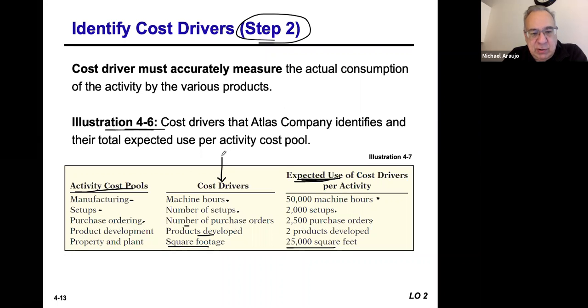So these are the activities that were mentioned earlier. These are the main cost drivers in each of those activities. And this is how much they numerically come up with for the expected use. That's important to know because that's going to be part of our calculations coming up. Okay. And again, this illustration is also in your book on the same page, 141.